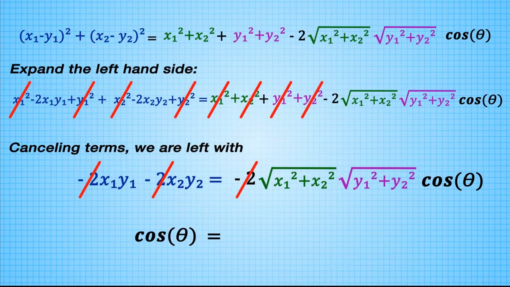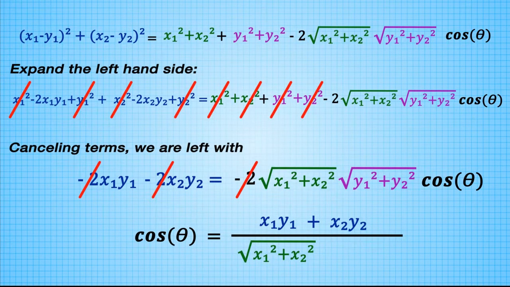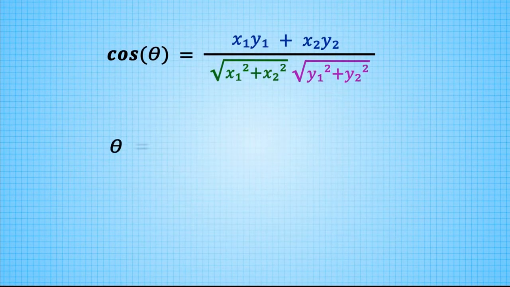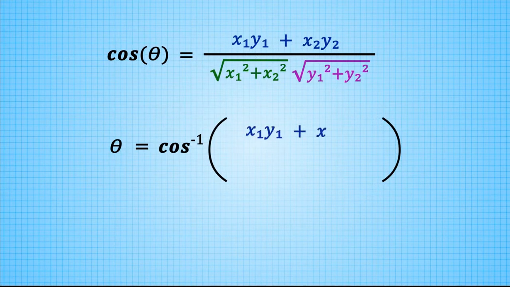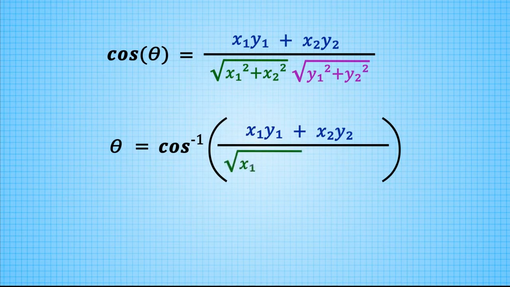Isolating, cosine theta equals x1 y1 plus x2 y2 divided by the square root of x1 squared plus x2 squared times the square root of y1 squared plus y2 squared. Thus, theta is the inverse cosine of x1 y1 plus x2 y2 divided by the square root of x1 squared plus x2 squared times the square root of y1 squared plus y2 squared.